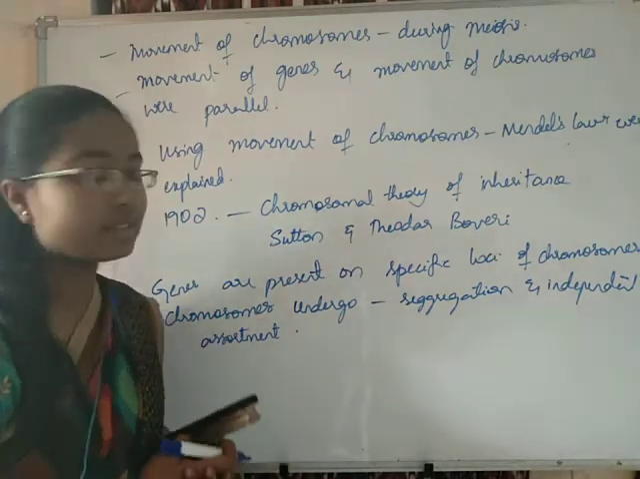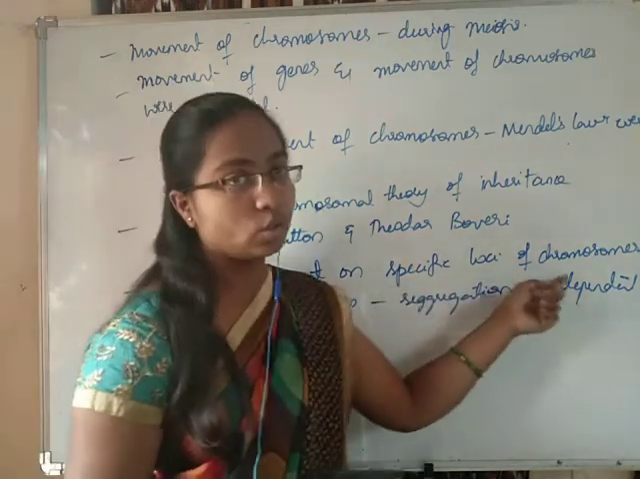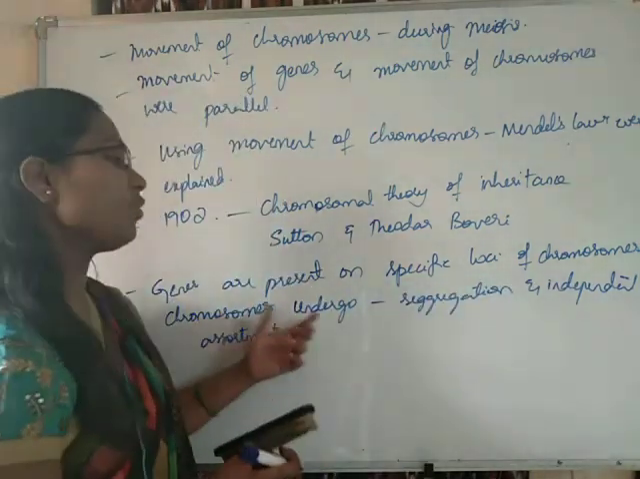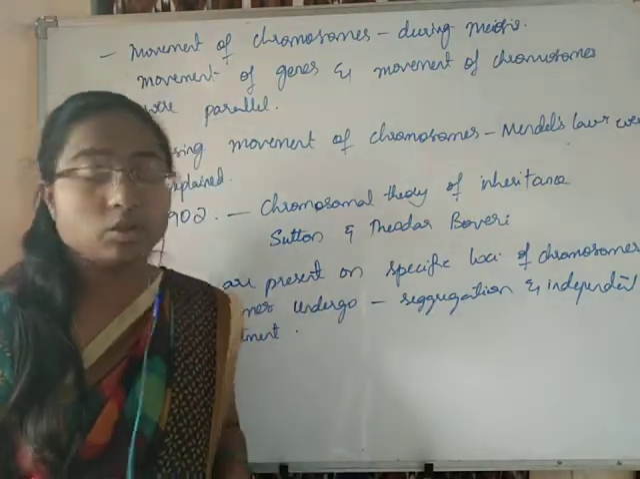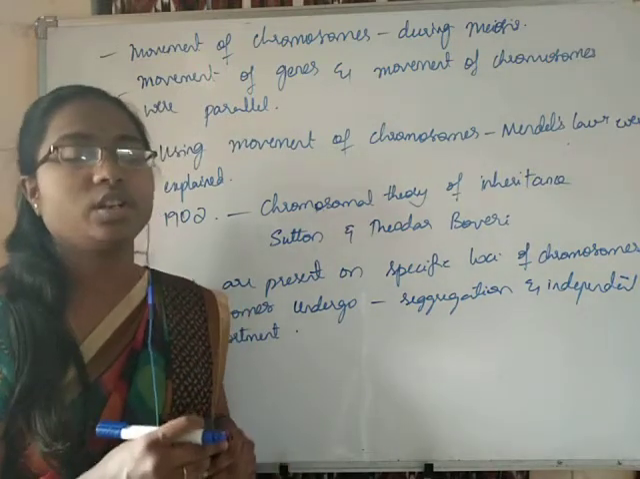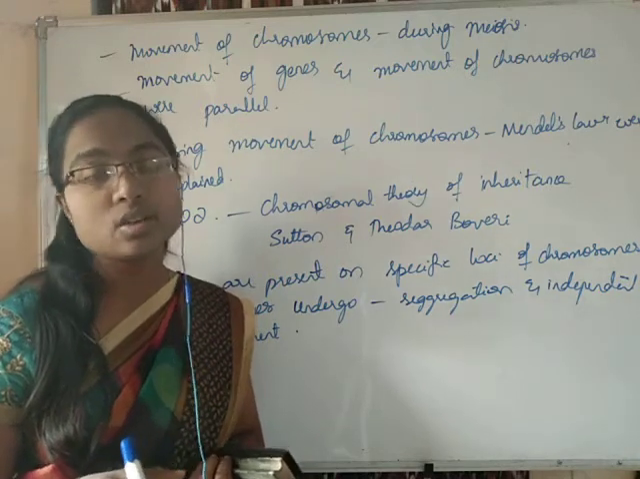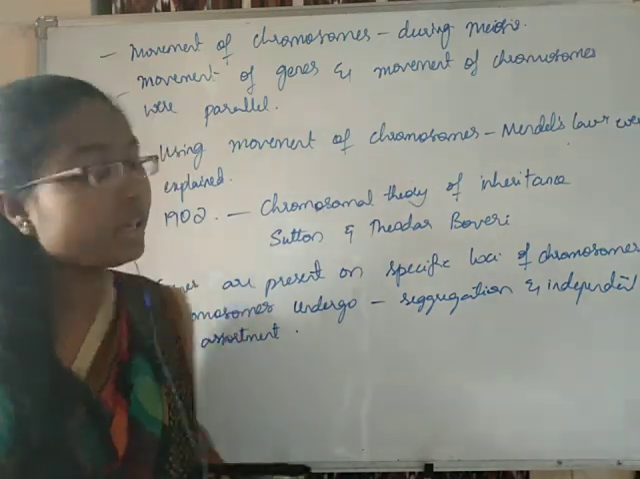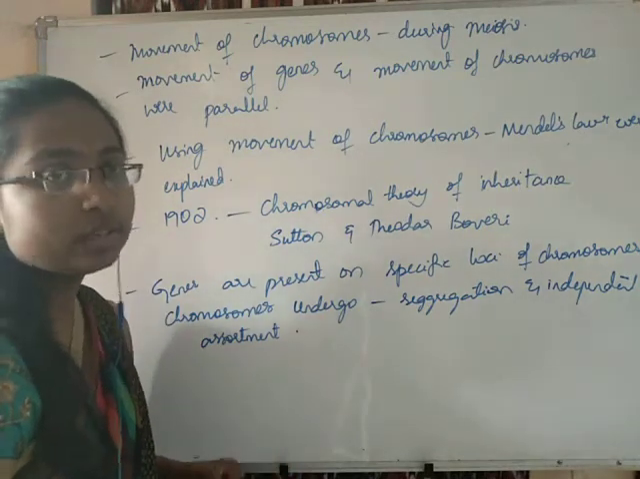The chromosomal theory of inheritance is saying that the genes are present on the specific loci of the chromosomes, and the chromosomes are the ones which undergo segregation and independent assortment, not the factors. Because the genes are present on the chromosomes, they are also undergoing segregation and independent assortment, but actually the ones undergoing it are the chromosomes. Let us now learn the salient features of the chromosomal theory of inheritance.